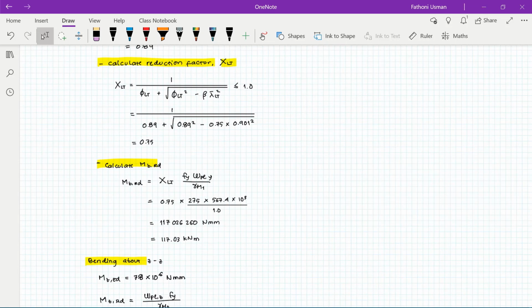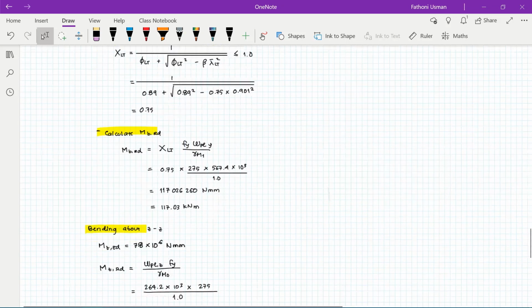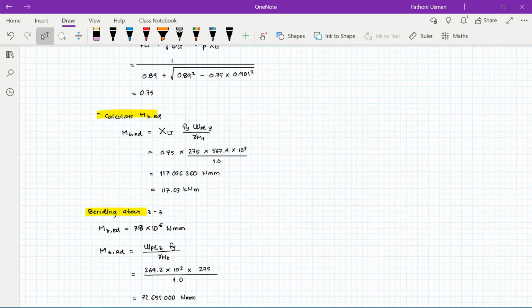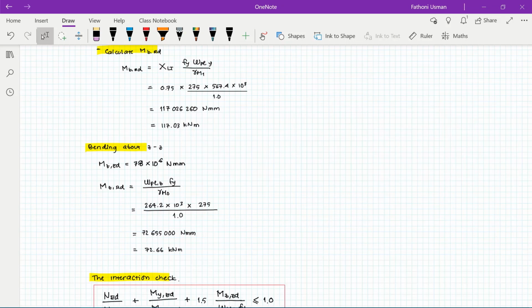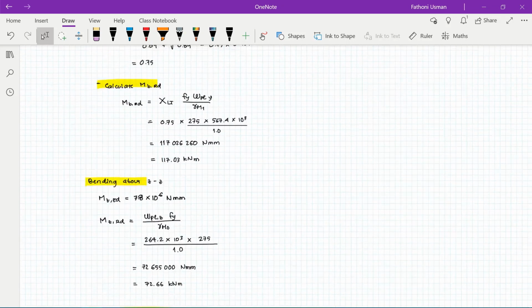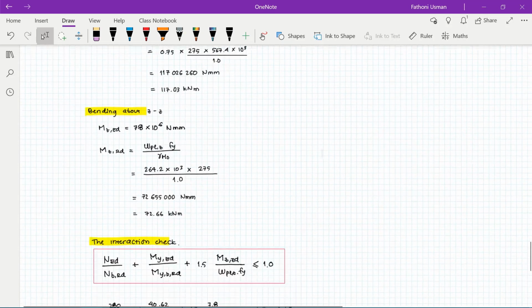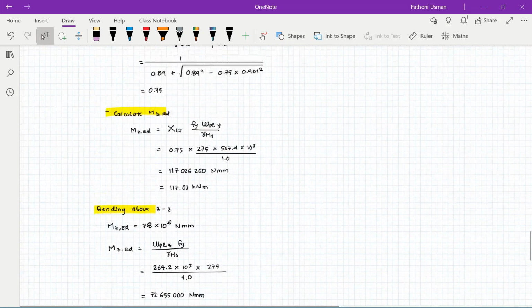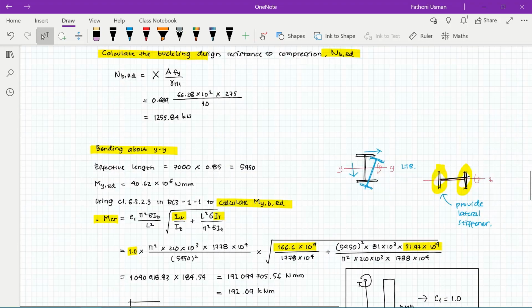Then calculate the MBRD, the last step. MBRD is determined by the reduction factor chi LT multiplied by Fy times the plastic modulus about Y over gamma M1. Okay, and then we have here the MBRD is equal to 117.03 kilonewton meter.